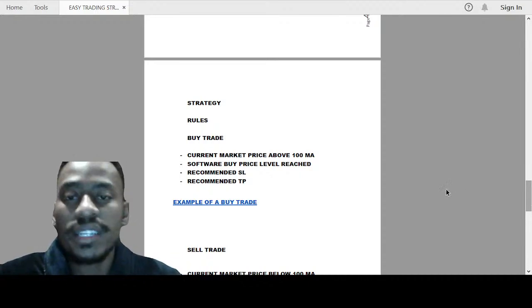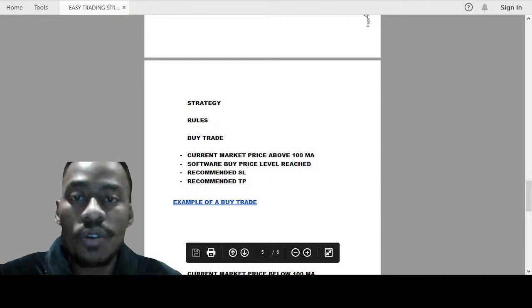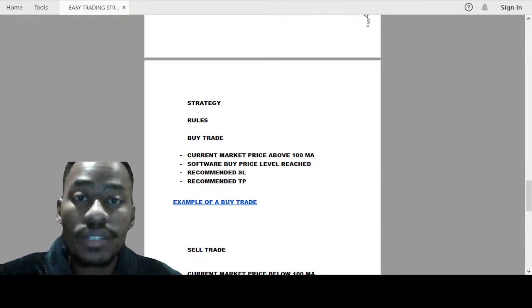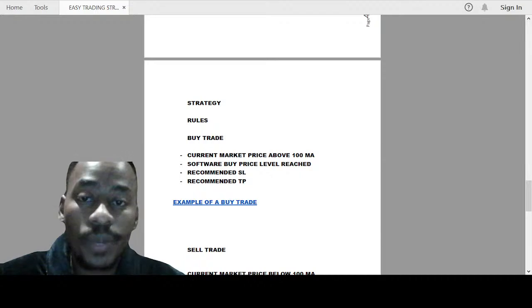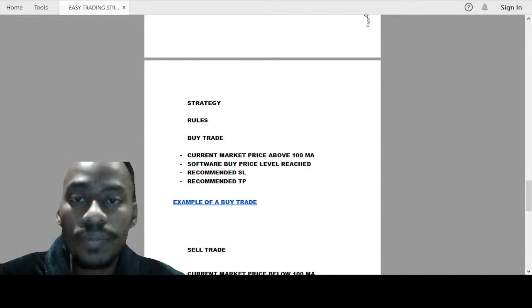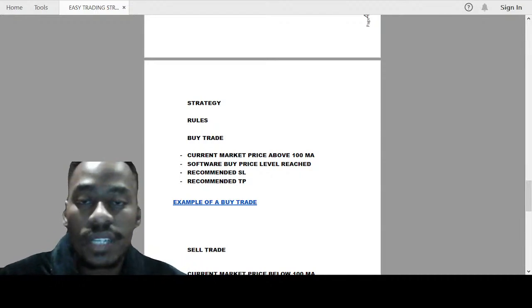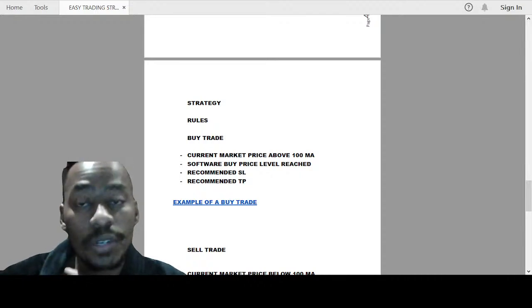We've got a couple of rules here to find buying and selling trades. For buy trades, we need to add a 100-period moving average on top of the trading system that we're using. The purpose of that 100-period moving average is to act as a filter in the market, so that it can tell us which trades are good and which trades are bad, because the software itself gives us buying and selling levels. But the 100-period moving average is going to filter out the bad trades from the good trades. So it's very important for this particular strategy.